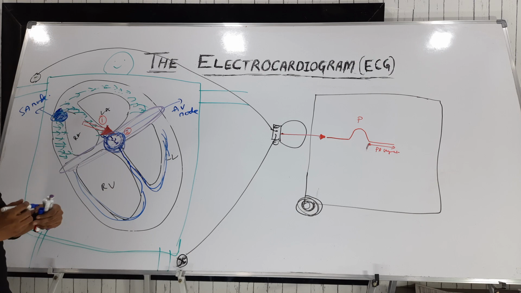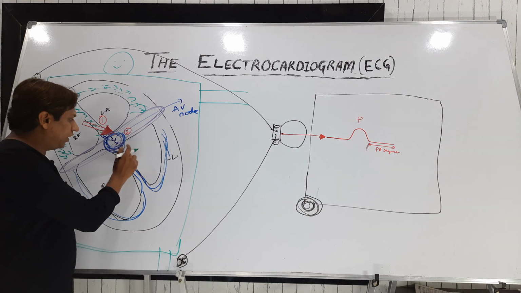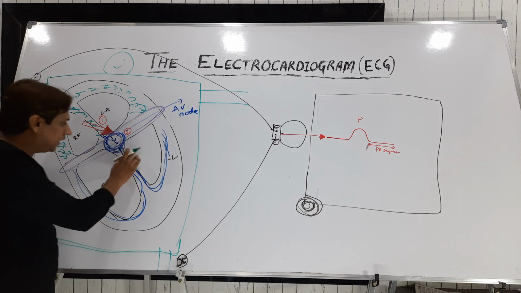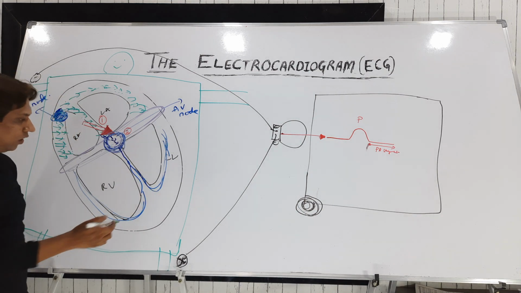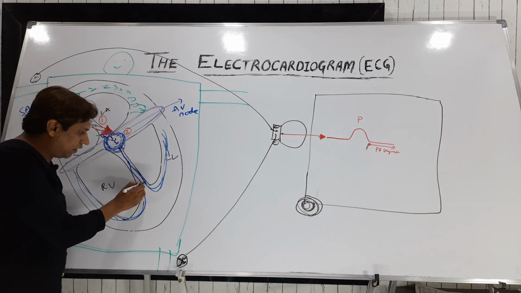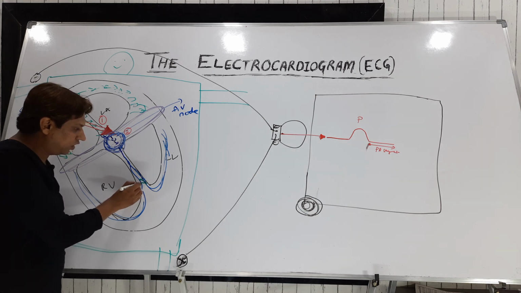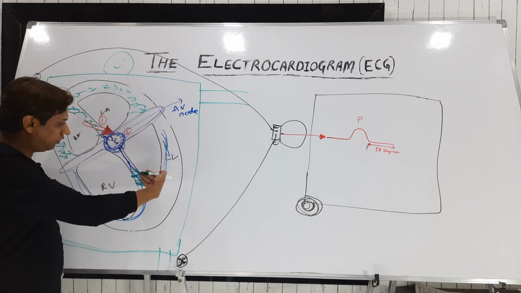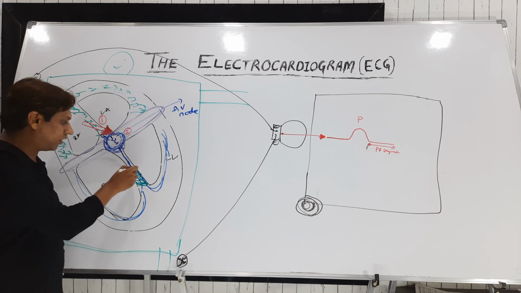Now, the wave of depolarization through the AV node ultimately reaches the interventricular septum. The ventricles are depolarized in 3 parts. First, the interventricular septum is depolarized. More specifically, the left bundle branch first causes depolarization of the interventricular septum, and the direction of this depolarization is from the left towards the right and upwards.